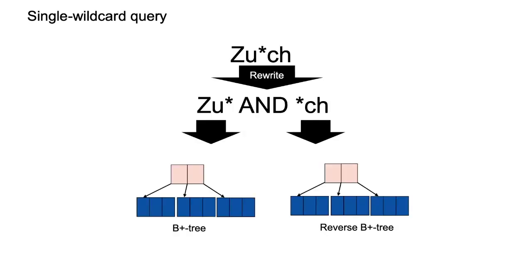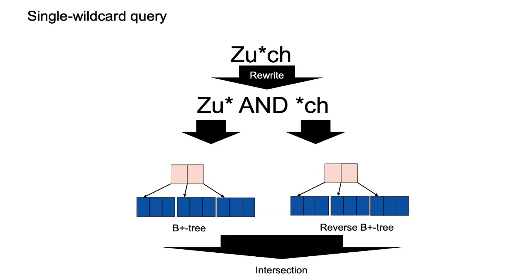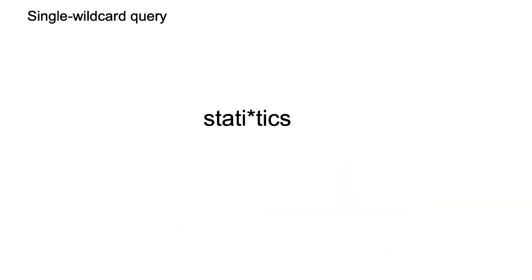Then you look for ZU star in the B+3 and for star CH in the reverse B+3. Then you do the union or the intersection. Who thinks the union? Who thinks the intersection? Okay, so yes, the intersection. All right. Can there be false positives? Who thinks there can be false positives? In that case, probably not, right? But in that case, can there be false positives here? Can you give me an example of false positive?